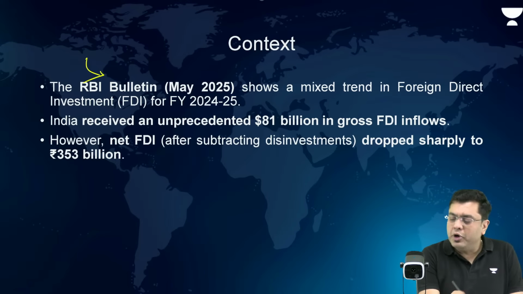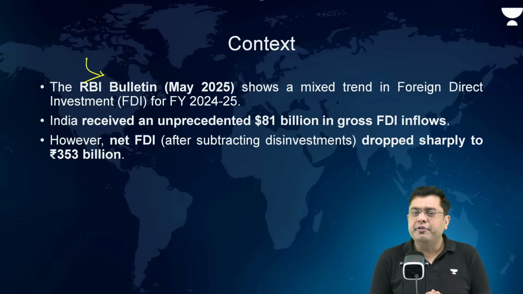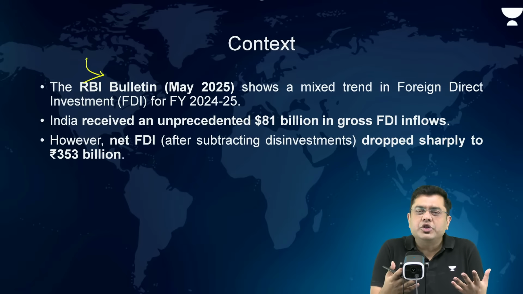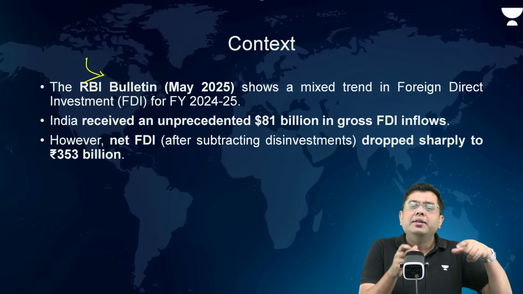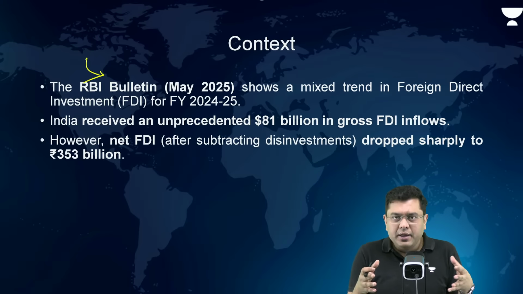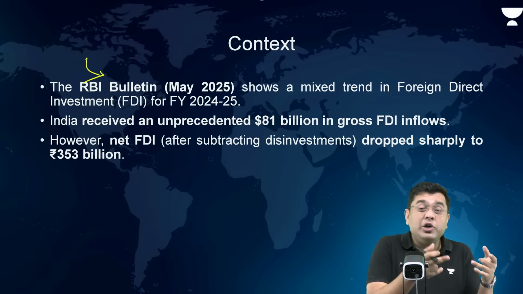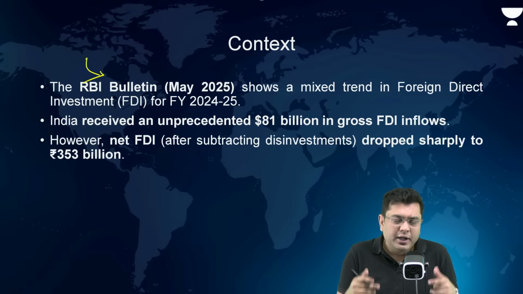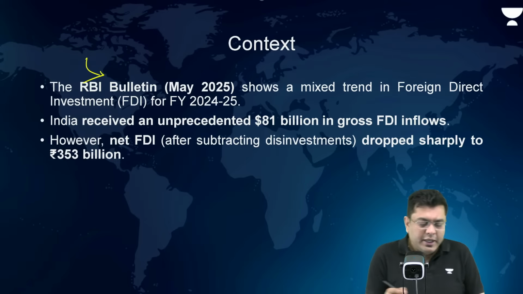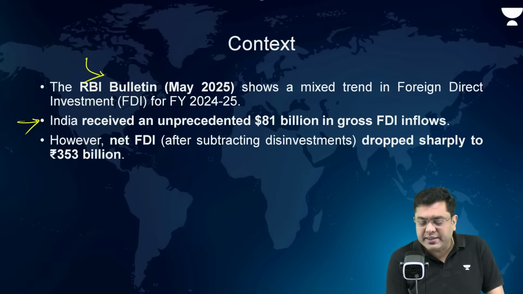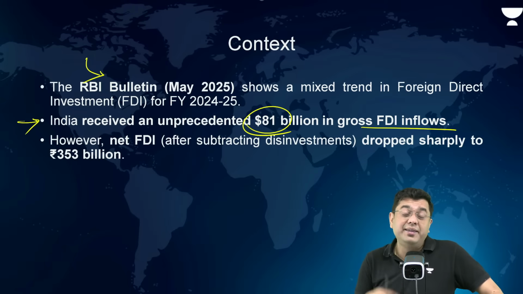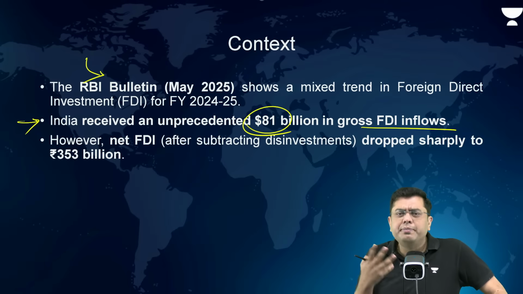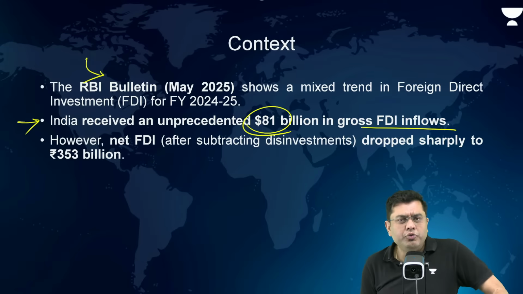The RBI bulletin shows a mixed trend in terms of FDI. Foreign direct investment is when a foreign entity, an investor, or an institution invests in the country, in infrastructure projects or in any organization. So India received an unprecedented $81 billion in gross FDI inflows. Now you might think $81 billion is massive. So why do we need to worry?